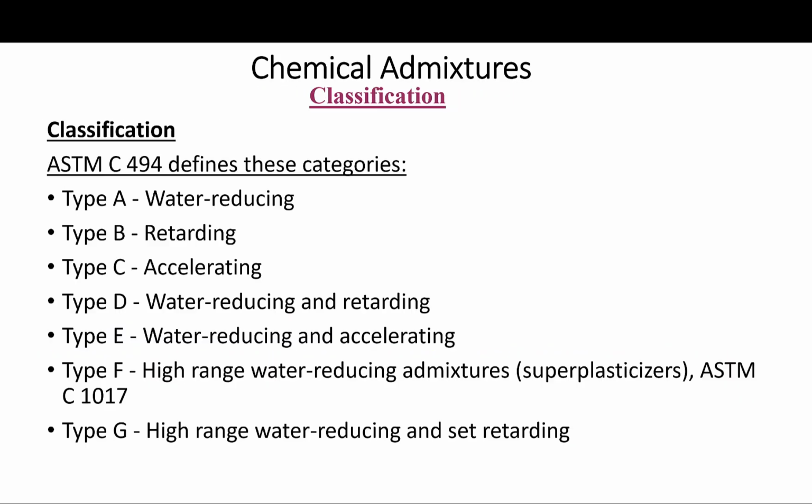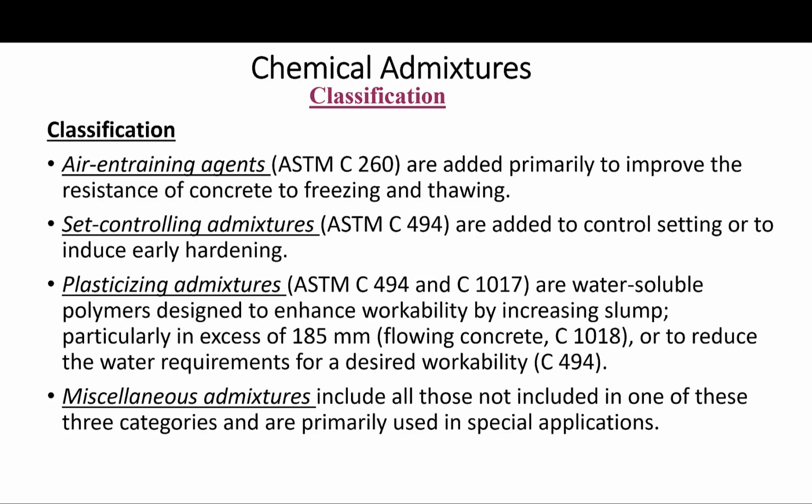Okay, sorry, I went too fast. So we will study the classification of chemical admixtures, like the air entraining agents according to ASTM C260. This one is basically to improve the resistance of concrete to freezing and thawing. Then the set control admixtures, which basically control setting, either accelerating and inducing early strength, or retarders that delay the set for various reasons.